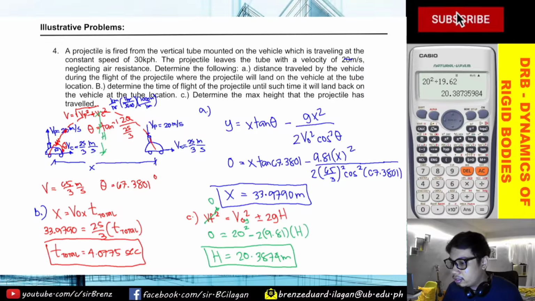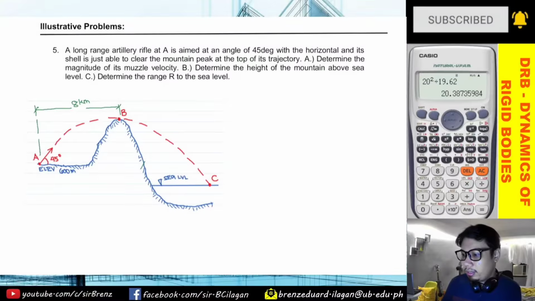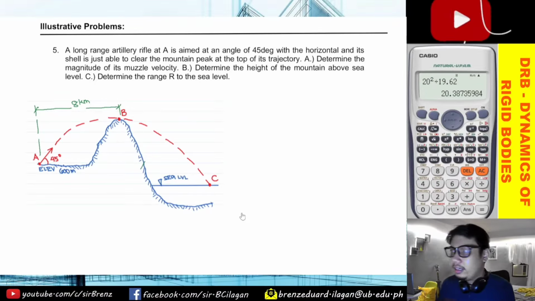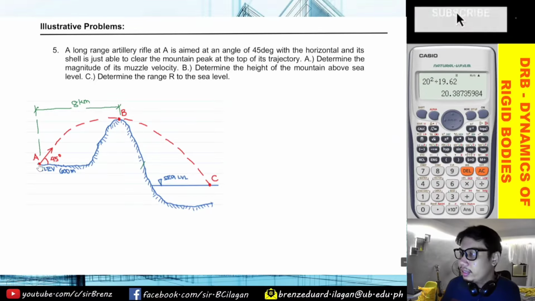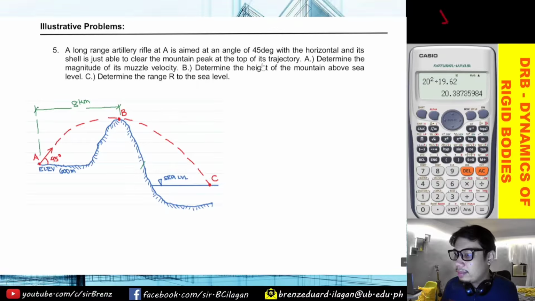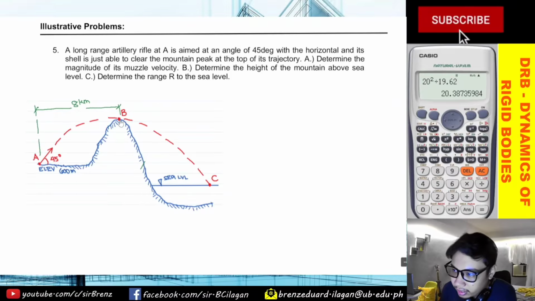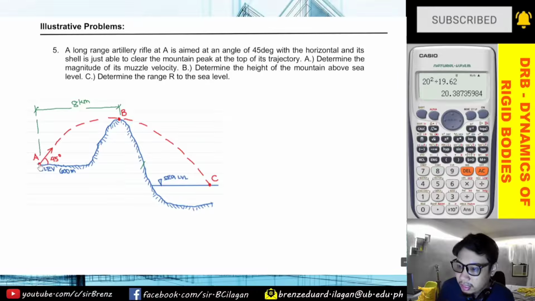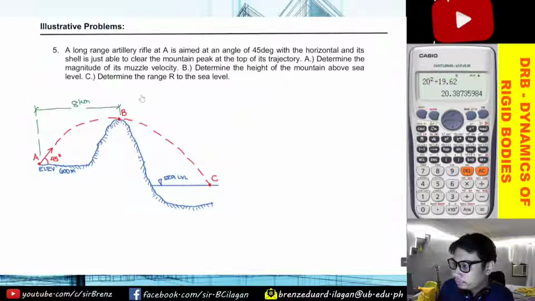Okay guys, so let's proceed with the next problem. Let's proceed with problem number 5. A long-range artillery rifle at point A is aimed at an angle of 45 degrees with the horizontal. And its shell is just able to clear the mountain peak at the top of its trajectory. So yung maximum height niya daw is ito, and na-clear niya lang daw yung mountain peak. So sakto-sakto lang. So for letter A, determine the magnitude of its muzzle velocity or yung initial velocity dito, hinahanap.